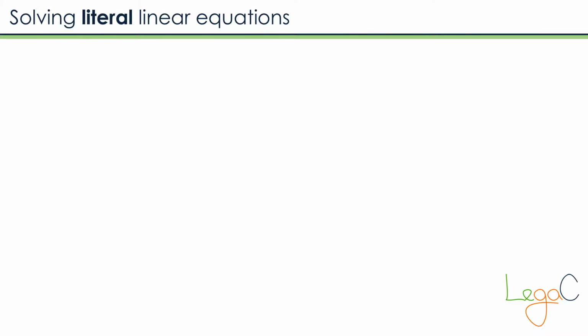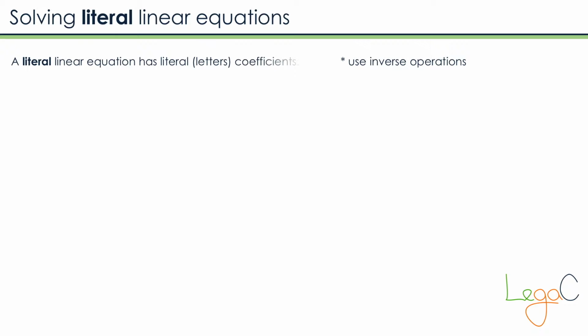Recall the fact that solving linear equations requires the use of inverse operations. To solve literal linear equations, we are going to follow the same procedure, which is using inverse operations. The only difference is that a literal linear equation has some or all of the coefficients as letters rather than numbers. The easiest thing to do here is to look at an example.